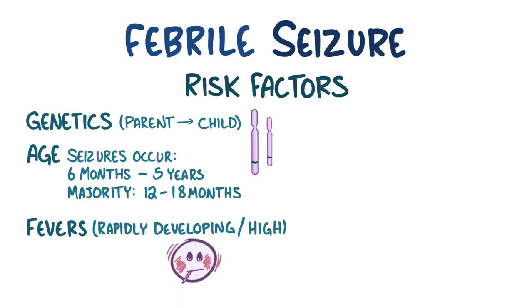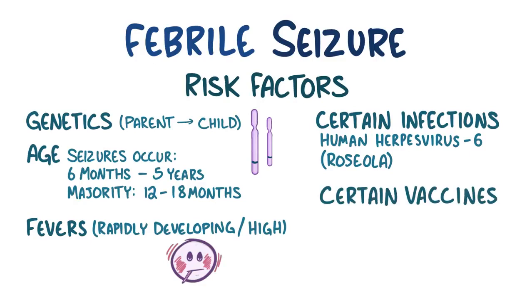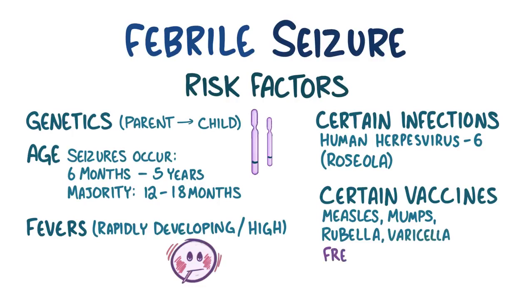Febrile seizures seem to be more associated with some infections like human herpes virus 6, which causes roseola. Febrile seizures can also develop after vaccinations that really stimulate the immune system, like the measles, mumps, rubella, varicella vaccine. But the frequency is quite low, and the benefits of vaccination outweigh its risk.